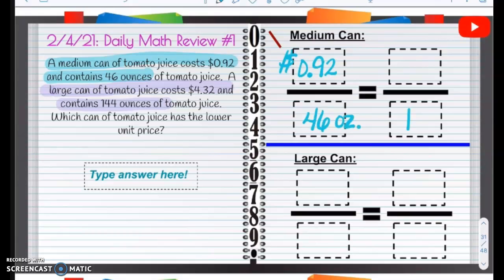So for 1 ounce, each is going to be, let's divide. If you put in a calculator, which you can, 0.92 divided by 46, you will get $0.02. That's for 1 ounce, for our medium can.